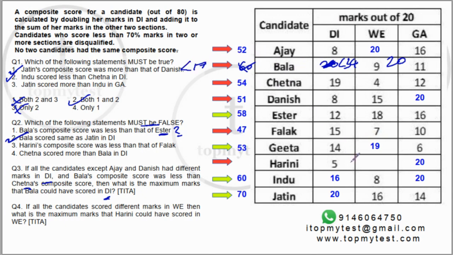Right? Can he score a 16? He cannot score a 16 because Indu has a 16. Can he score a 15? No, because Palak has a 15. He cannot score a 14. His highest score can be 13. Right. This will be the answer.